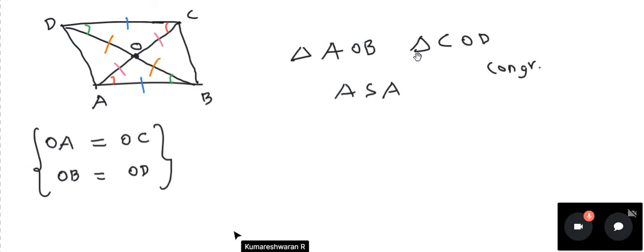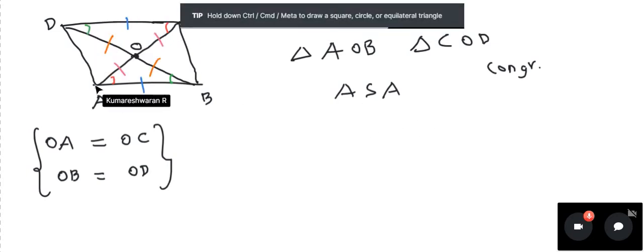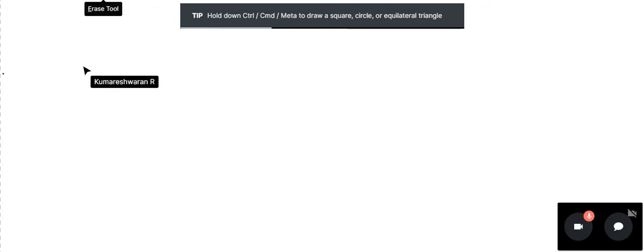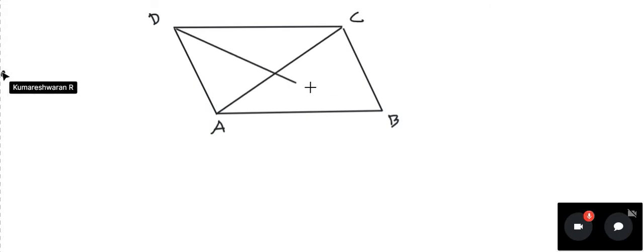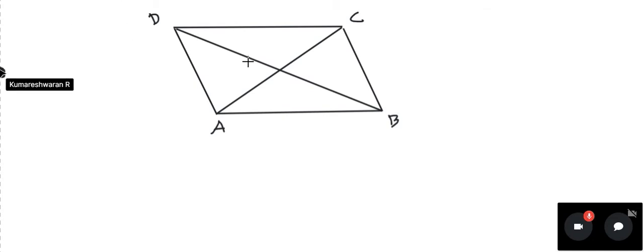Same diagram? Or wait, I will put another diagram for you. Okay, here I will put this diagram. Take this as the parallelogram ABCD. Then I'll put the diagonals also. This is one diagonal, and this is another diagonal, and this is marked as O.